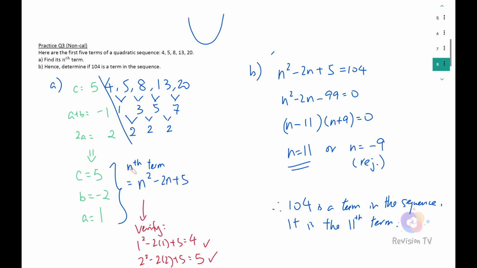So work it out. Just be careful with the numbers, and see what I did in here. I do verify it every time. Then make it equal 104, factorize it, and we work out an answer. We find it is the 11th term.